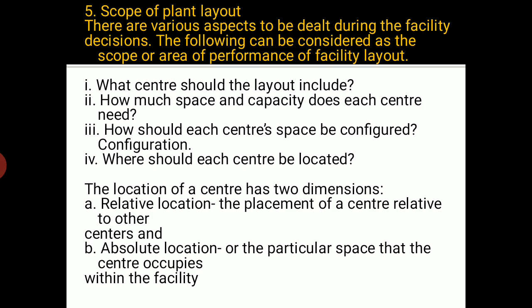What is the first scope here? Number one, what centers should the layout include? That means if I'm a manufacturer, I must know what type of centers I will require. I'll need the storage space, I may need the foyer area, the administrative office area, the parking place, the canteen place, and the production place wherein, say, 5 stages of production are there, and I can place them all very well. Those are considered to be the centers.